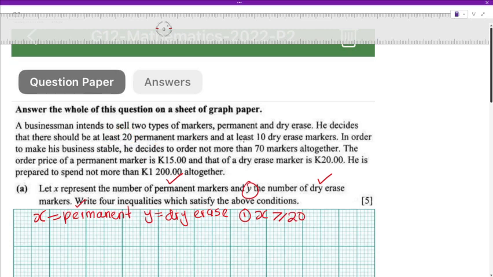We proceed. And at least 10 dry erase. Dry erase is represented by Y. So we're going to say Y, there is the word at least there, so we're going to say greater than or equal to 10. Okay, in order to make his business stable, he decides to order not more than 70 markers altogether. We said altogether is a magic word. Once you just see it, you know it's X plus Y. So X plus Y, what is the symbol? Not more than. So the symbol is less than or equal to, and the value there is 70 markers altogether. We are done.